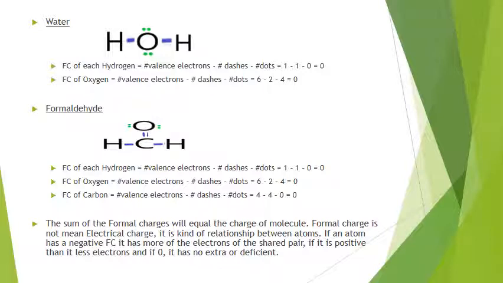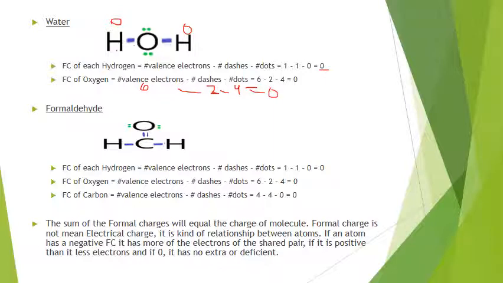So let's look at water. We're going to figure out the formal charge for each atom here. So, formal charge of each hydrogen. Hydrogen has one valence electron. There's one dash, and there's no lone pairs on the hydrogen. I mean, no dots. So it's going to be 1 minus 1 equals 0. So this has a formal charge of 0, each one. In the oxygen, it has 6 valence electrons. There's 2 dashes, 1, 2, and there's 4 dots. So it's 6 minus 2 minus 4 equals 0.